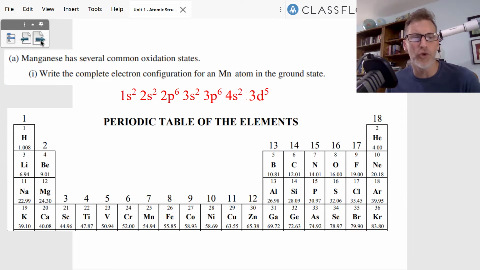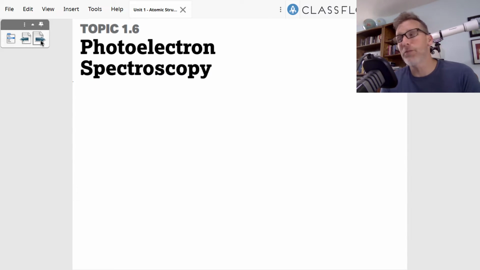We start with 1s2, 2s2, 2p6, 3s2, 3p6, 4s2, and manganese ends in 3d5. Sometimes you'll see this written as 3d5, 4s2. That's because manganese will lose the 2 electrons from the 4s, and so the 4s electrons will be lost. Manganese will sometimes be a positive 2 charge because it'll lose those 2 from the 4s. And that is topic 1.5.